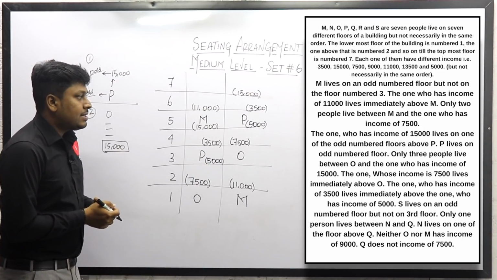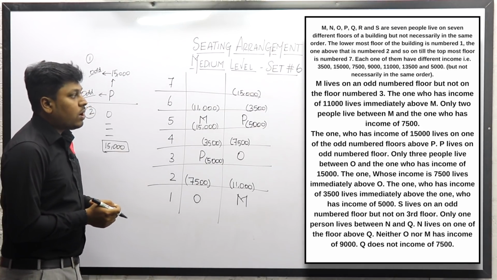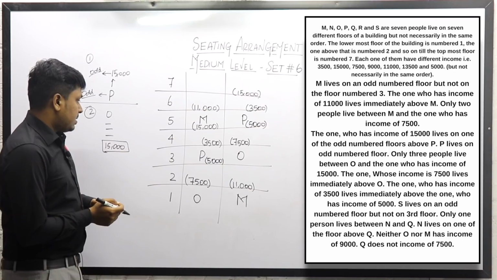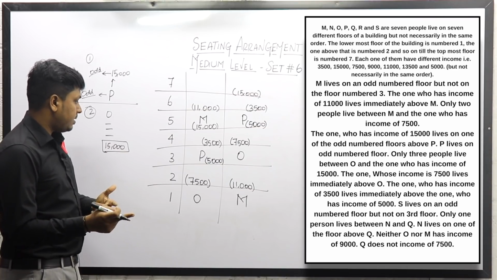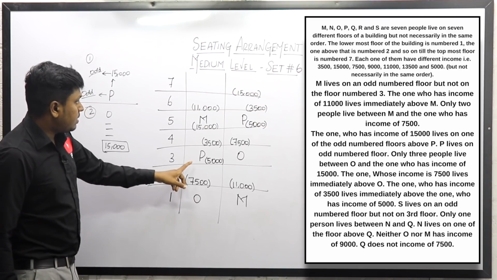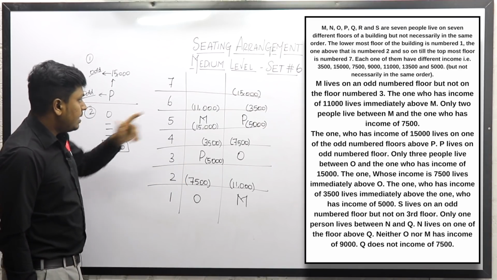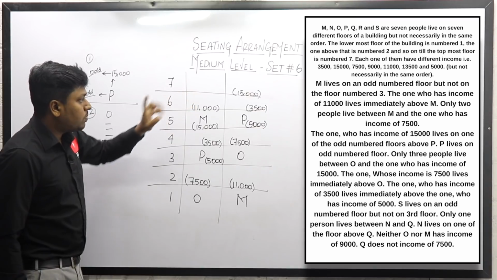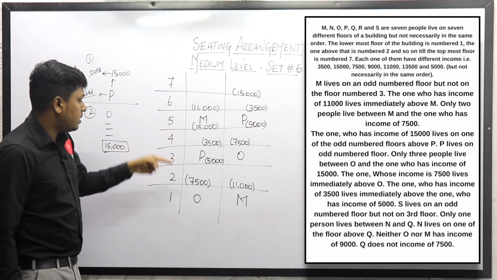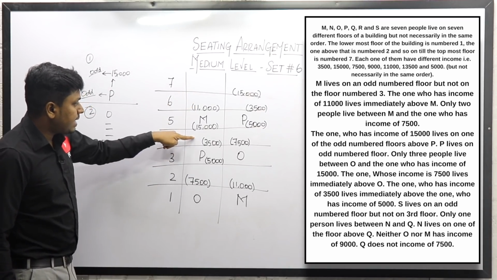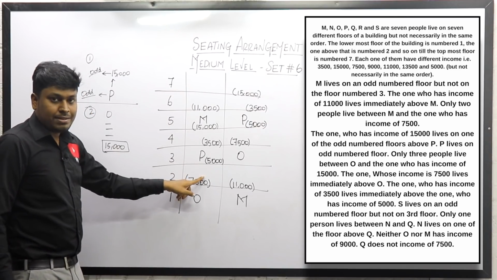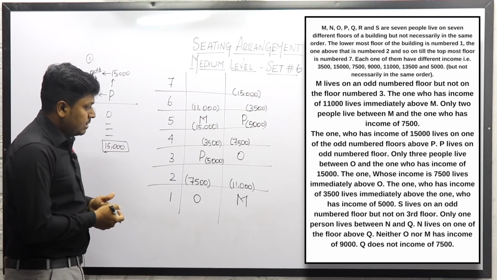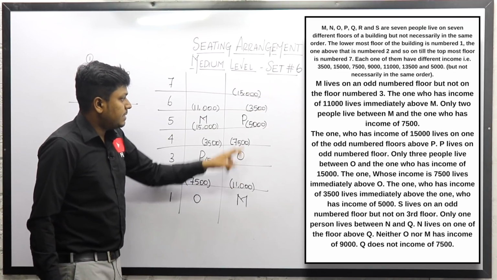Next point is, S lives on an odd number floor, but not on floor number 3. So the person S is living on an odd number floor, but not on floor number 3. So here we are getting many chances, right? S can be placed here, or here, or here. We are getting many possibilities. So similarly I can place S here.